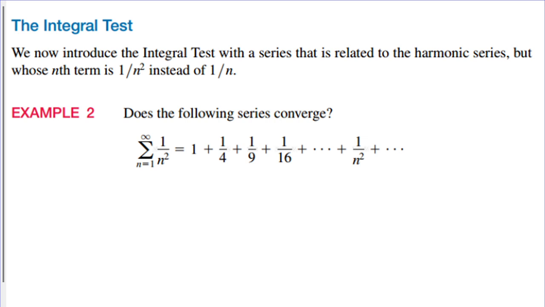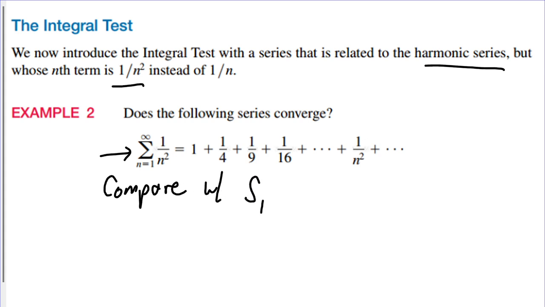So we're going to take a look at the integral test. To do that, we're going to look at a problem related to the harmonic series, but whose nth term is 1 over n squared instead of 1 over n. For example 2, we're going to use the integral test, and that means we're going to take our summation and turn it into an integral. We want to compare this with the integral from the same bounds, 1 to infinity, but now we switch our n to be a function, so we have 1 over x squared dx.